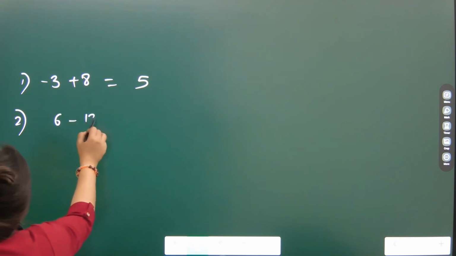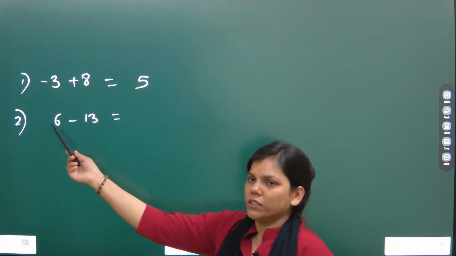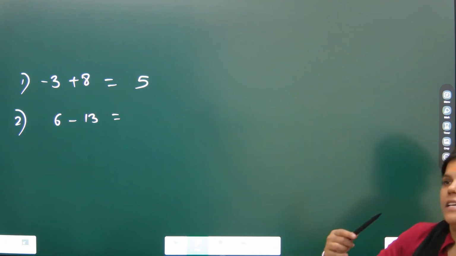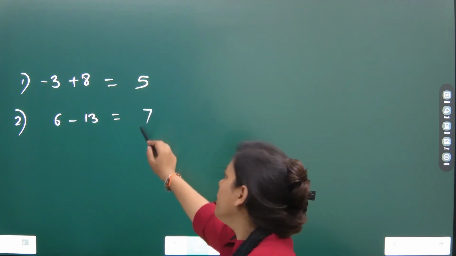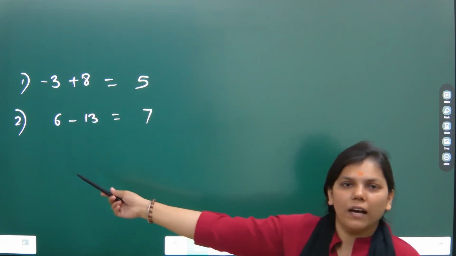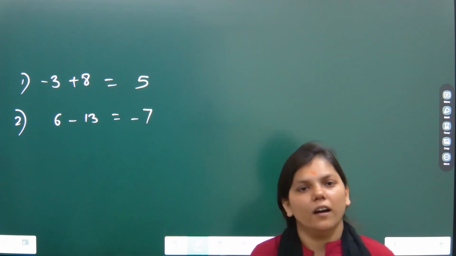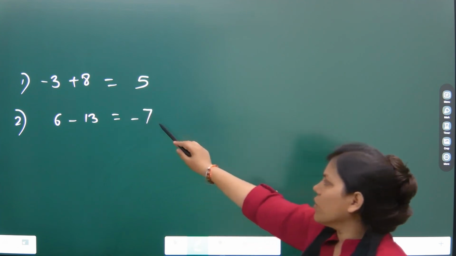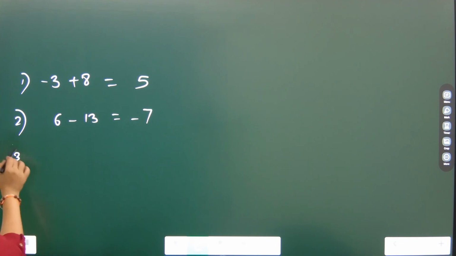6 minus 13. Now one is positive, another is negative. We will have to subtract. Okay. So 6 taken away from 13 will give me 7. Now, which is the greater number? 13 is the greater number. Since 13 has the negative sign, we will put minus in the answer. So you just need to focus on the signs. Okay, that is the only thing to be remembered every time.